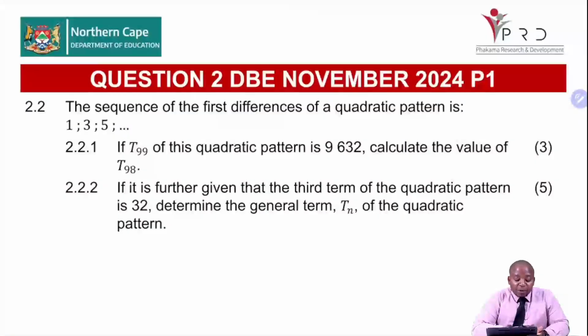Right. Now Grade 12, let us look at 2.2. For 2.2, we have 2.2.1 and 2.2.2. For these two questions, you are given 10 minutes to complete them. And your 10 minutes starts now.